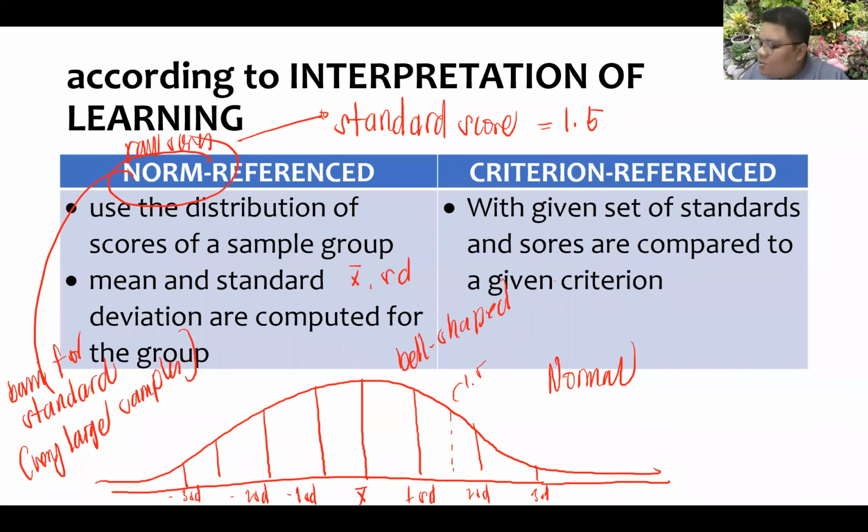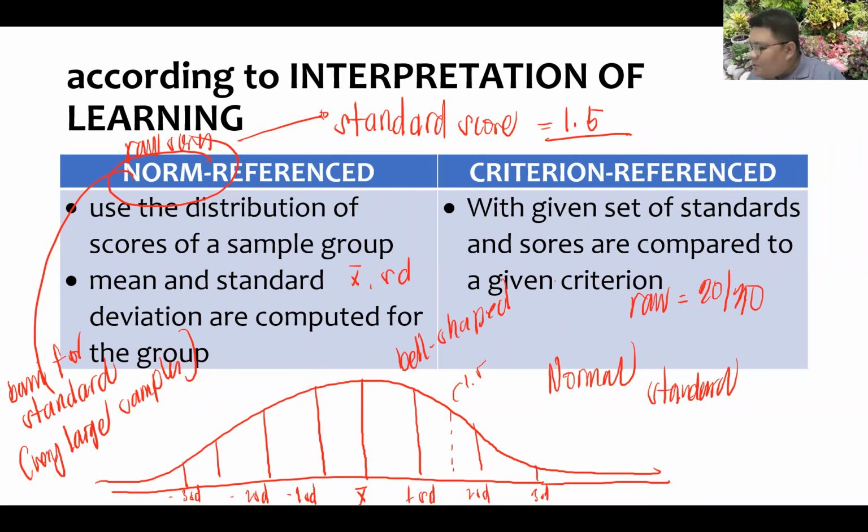Halimbawa, class, yung score is 20 out of 30. I-convert po yan into your standard score. This one is considered a raw score, and then your standard score will be somewhere along the line of 1.5, 3.5, etc.